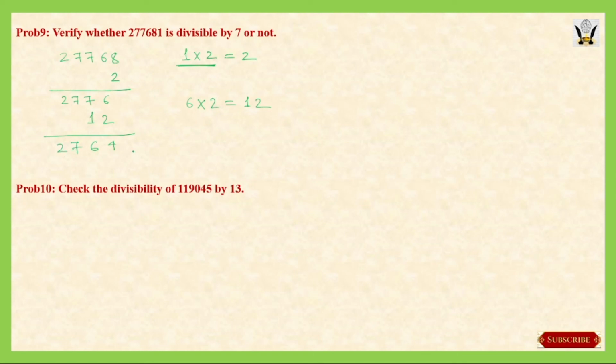So we get 2764. Now from 2764, again the digit at the units place is 4, so 4 multiplied by 2 is 8. This 8 we subtract from 276, and we get 268. Now at the units place the digit is 8, so it is multiplied by 2. The result of multiplication is 16, and that 16 we subtract from the rest of the number, which is now 26. So 26 minus 16 is 10.